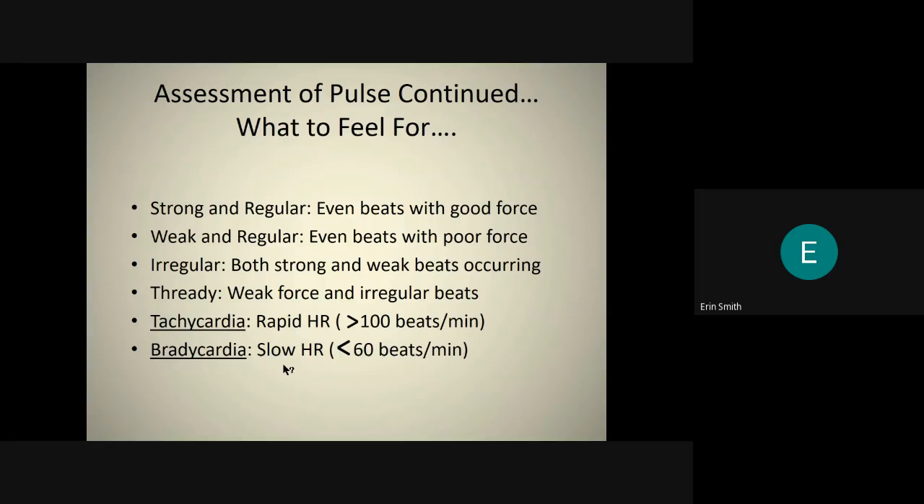Our lab assistant from last year, Maria, definitely had what would be considered a weak and regular pulse. It was very hard sometimes to palpate her pulse.